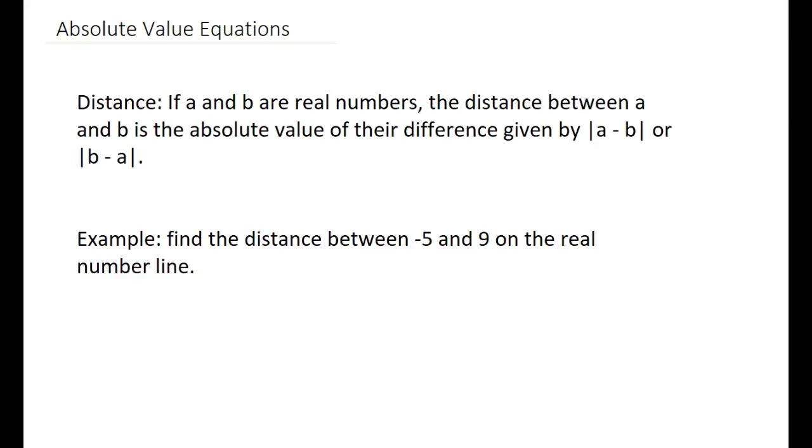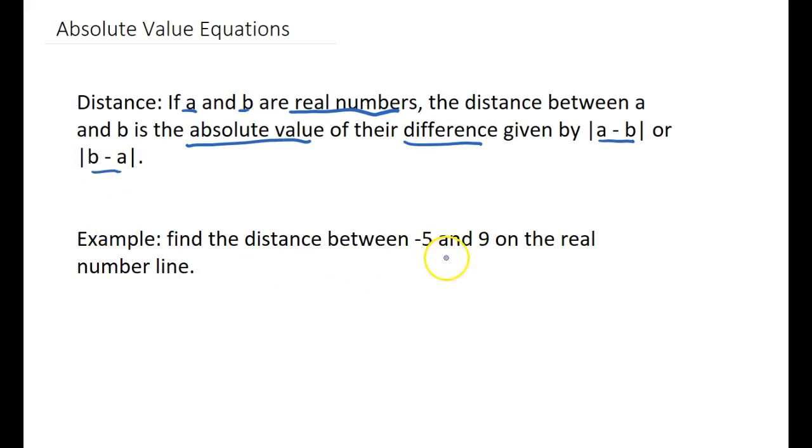Alright, let's learn how to solve absolute value equations. And the first thing we use absolute value for is to find the distance between two numbers. So if A and B are real numbers, that means they're on the real number line, then the distance between A and B is the absolute value of their difference. So we're going to subtract them and then take the absolute value. And the cool thing about it is that it doesn't matter which one I subtract from which. I can do A minus B or B minus A.